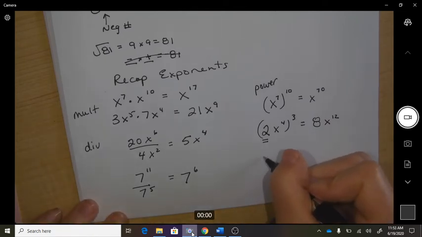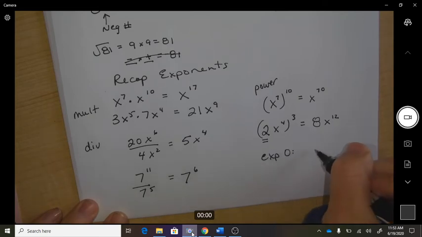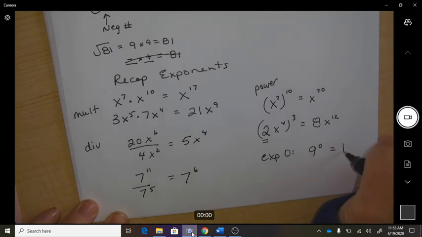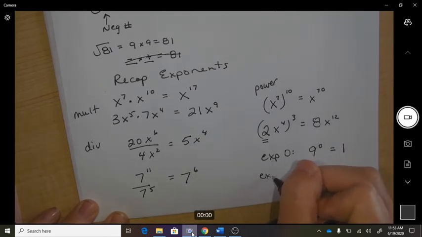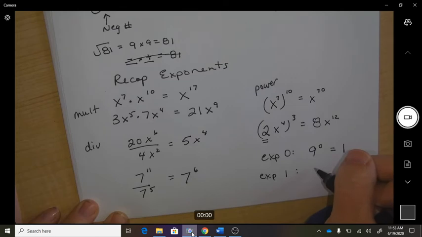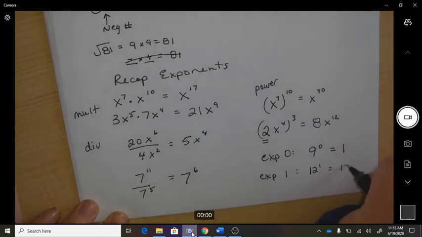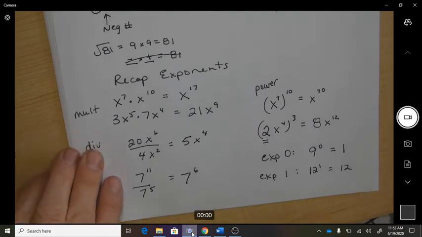Okay, don't ever forget the exponent rule on 0. If any number is to the 0 exponent, it would be 1. And exponent 1, if you had an exponent of 1, it would just be the same base.